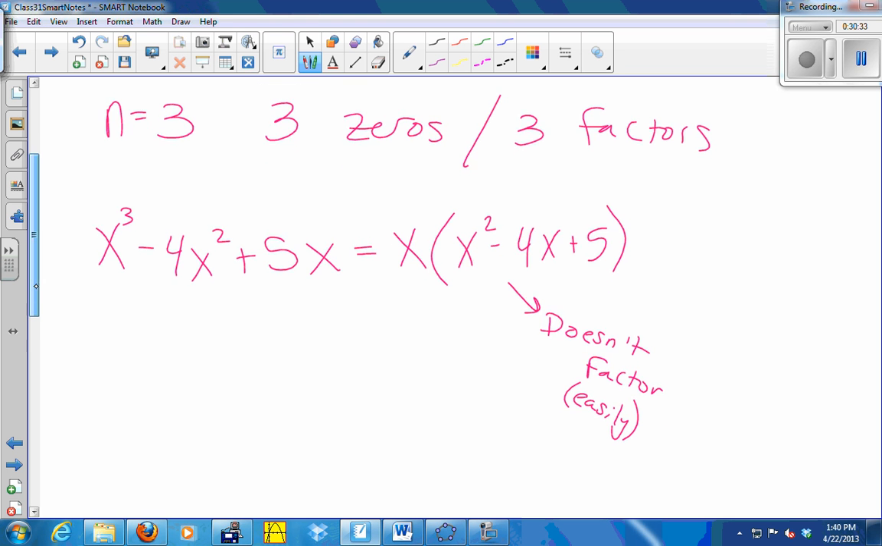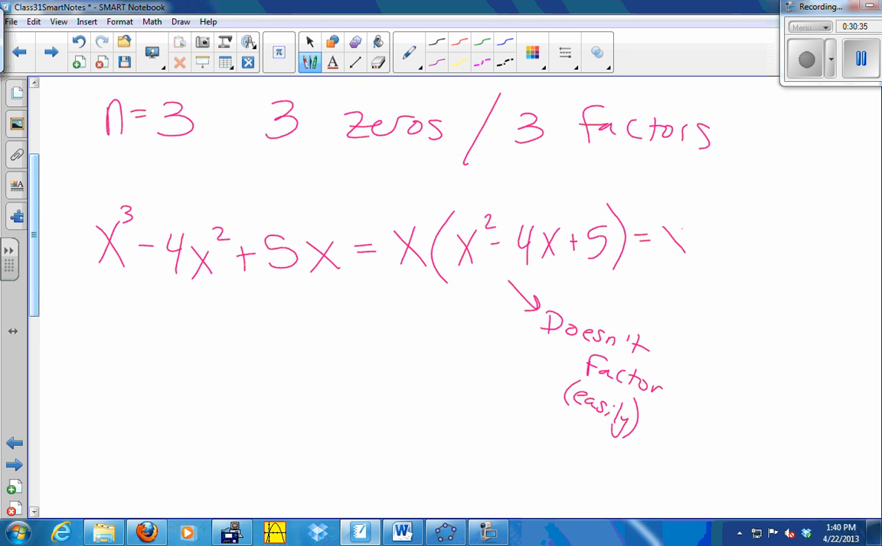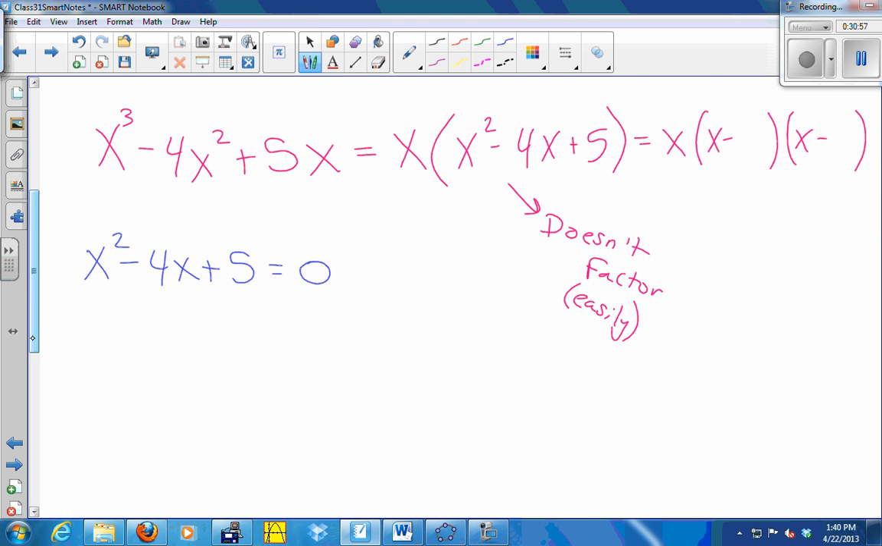But I do know that because it's a quadratic, it has degree 2. I should be able to write it as a product of two linear factors. x minus, and then these things that are missing are the zeros of x squared minus 4x plus 5. So let's find those. x squared minus 4x plus 5 equals 0. Use the quadratic formula.